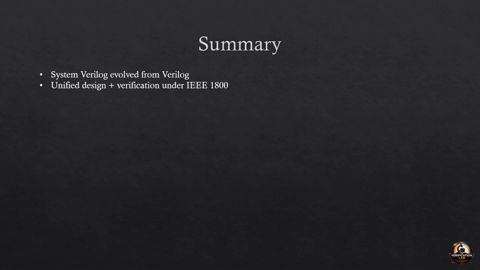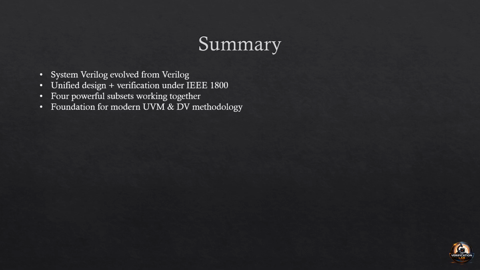So we move to our summary section. To summarize, I can say SystemVerilog evolved from Verilog. It is unified design and verification under IEEE 1800. It includes four powerful subsets working together. It forms the foundation for our modern design verification methodology, that is UVM. UVM stands for Universal Verification Methodology, which is intensively used in the industry as of now.